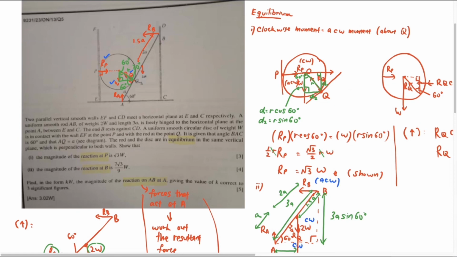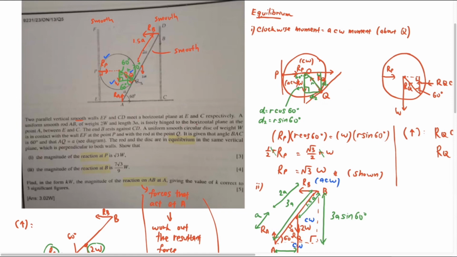Okay, if you look at the question, you will realize first they say the vertical wall is smooth. So this is smooth. This is also smooth. Then they also say that the rod is smooth. So the rod is also smooth. One thing that they don't say is smooth is the horizontal plane over here.